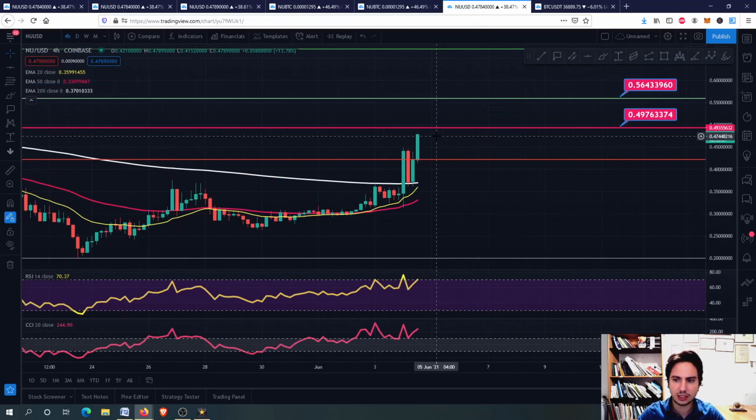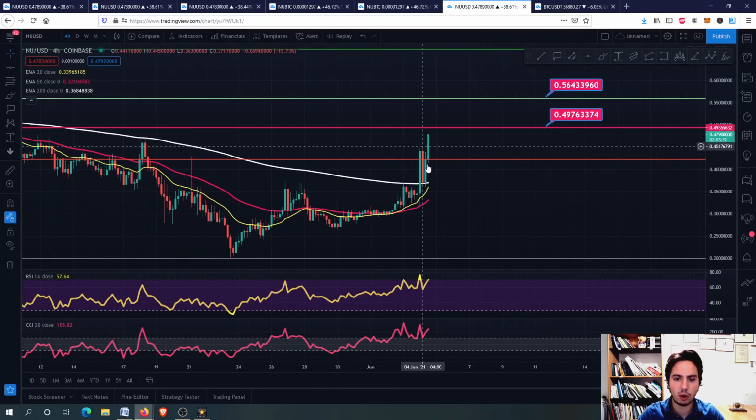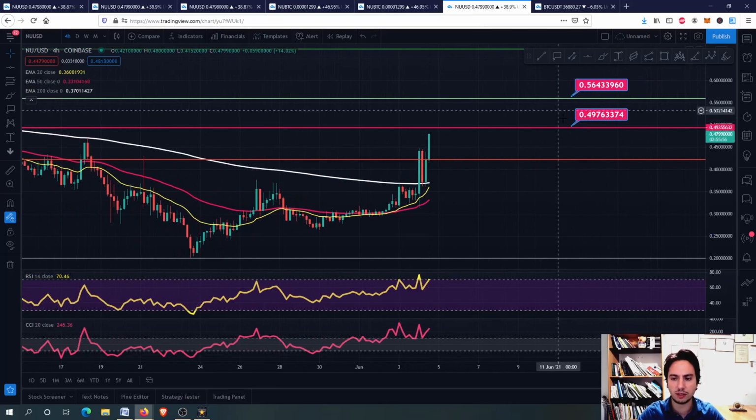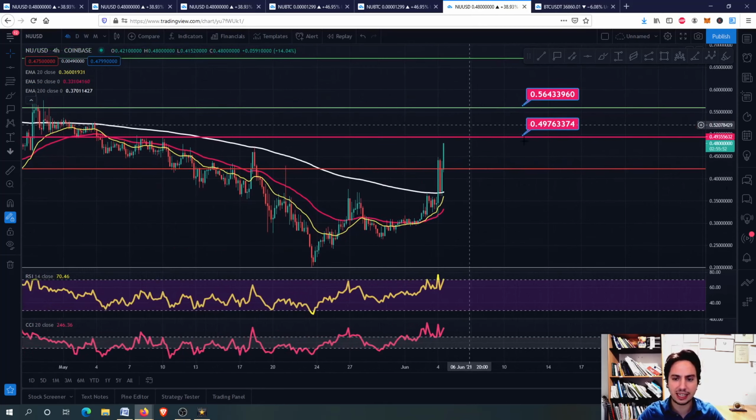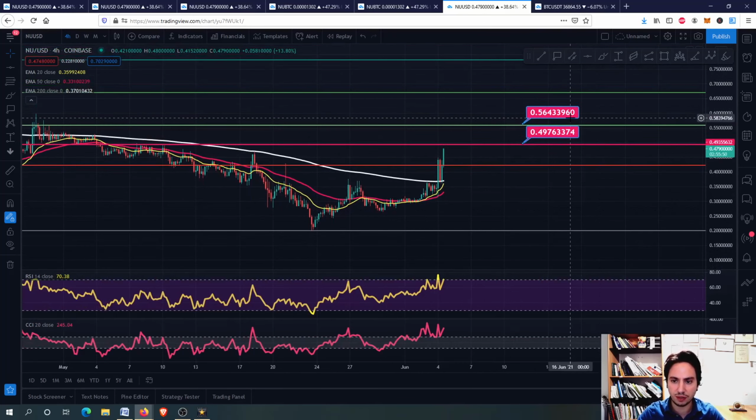However, NUCYPHER against USD, you can see it's going all the way upwards towards the 49 cents. Afterwards we will see what we will be doing, especially if we manage to go to the 56 cents. That will be very, very good.